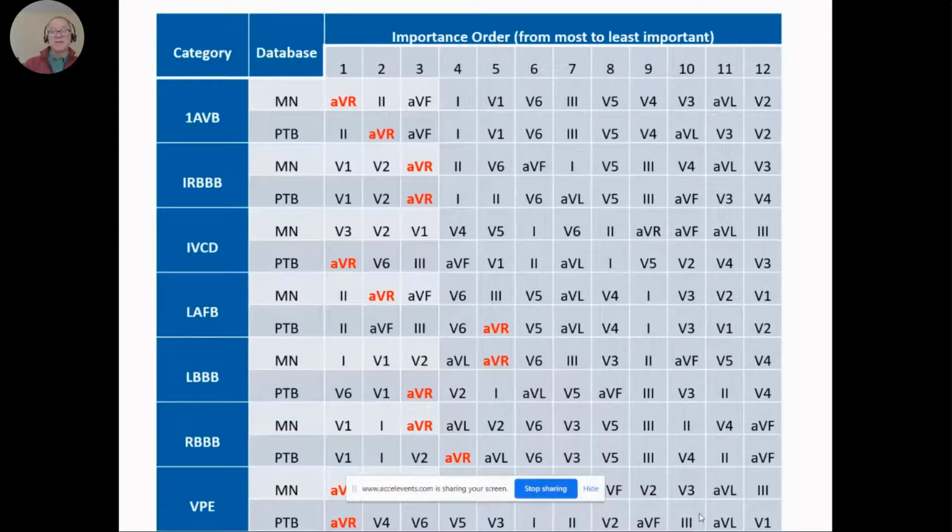So the striking thing is that when you look at the lead aVR in red, it does appear in the top 3 very frequently. And even when it's not in the top 3, it's certainly in the top 6.